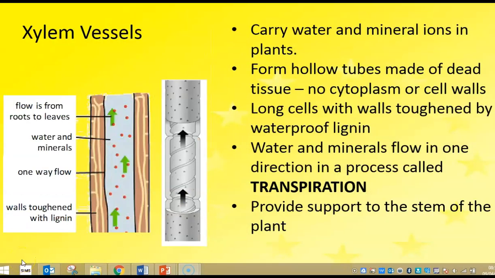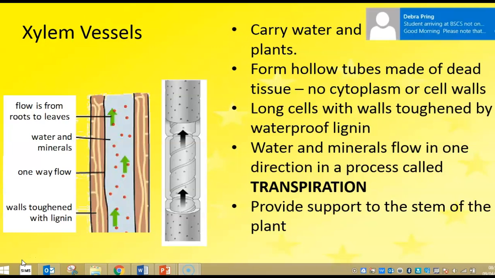Okay, so let's have a look at what these xylem vessels are like. They are basically long tubes inside the stem, a bit like straws, which go from the bottom of the stem all the way to the top of the stem. Now, they used to be cells, end to end to end, but what's happened is that those cells have died and the ends of the cells have broken down to make this one hollow tube. So they are dead tissue.